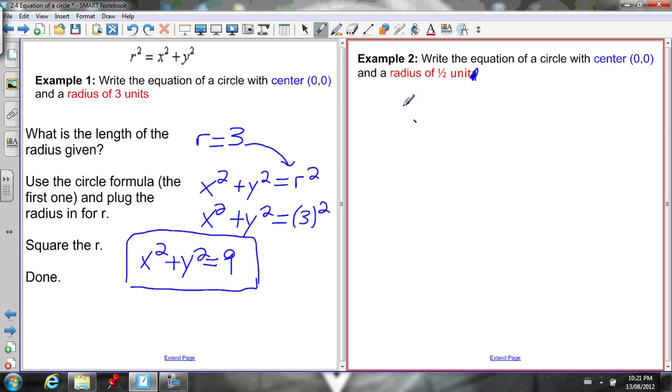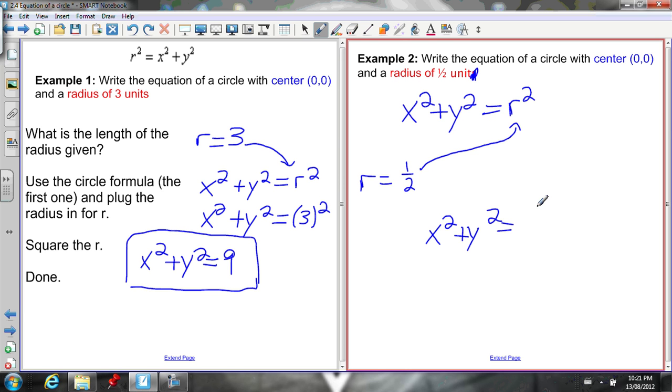Okay. I know the equation of a circle is x squared plus y squared equals r squared. Or if you prefer, r squared equals x squared plus y squared. But I'm going to write it like this. I've told you that r is equal to half. I'm just going to plug in r equals a half into my equation for my circle. X squared plus y squared equals a half squared.